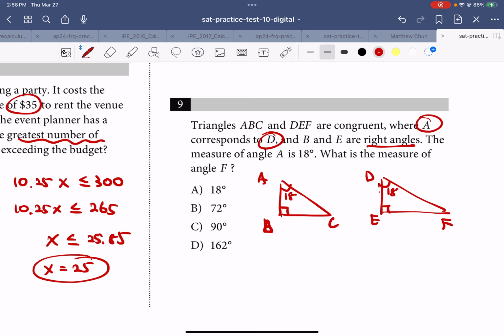Now the question is, what is angle F here? So simply 90 minus 18 will be this, so that's 72 degrees, right? Okay, so the answer is B. This one adds up to 90, so those are complementary.